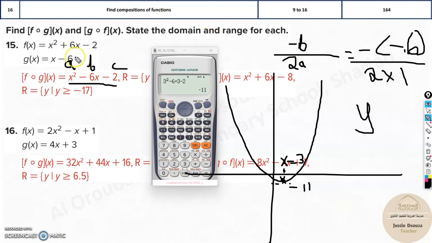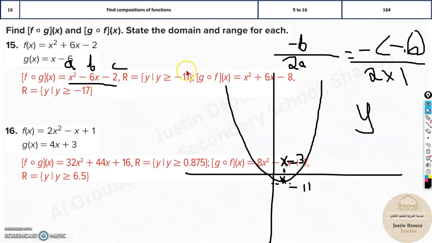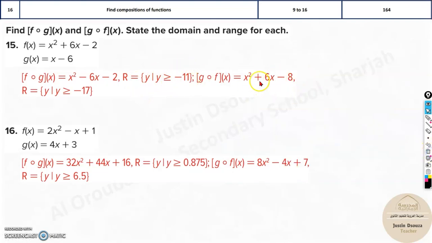And whether it's going up or down is determined from this value. It is positive x squared, so it is upwards. So the range is greater than or equal to negative 11. That is it. Same thing over here. Let's quickly do the next one as well.